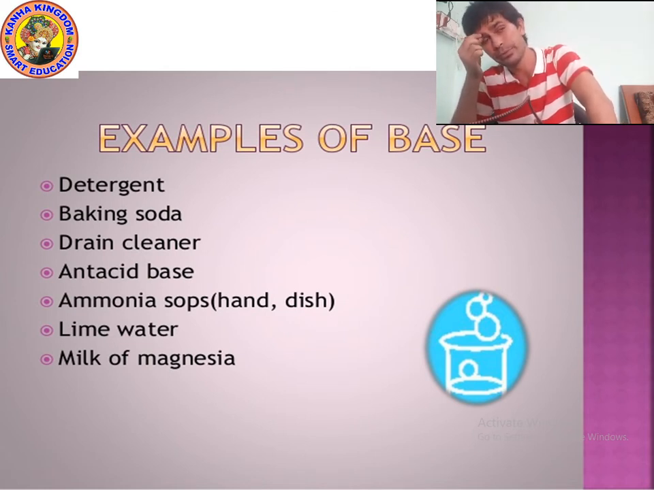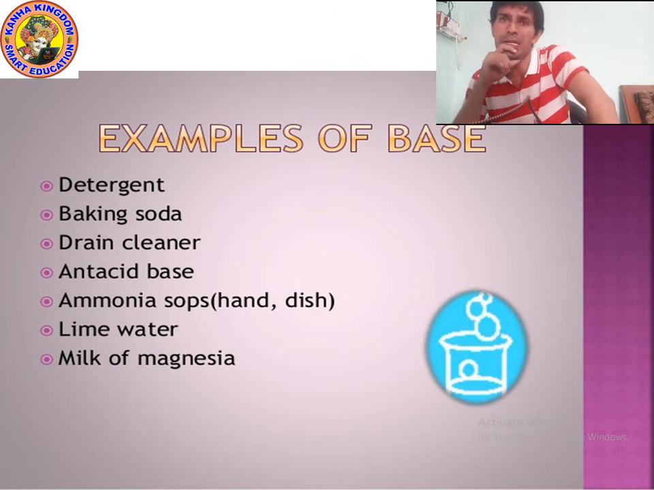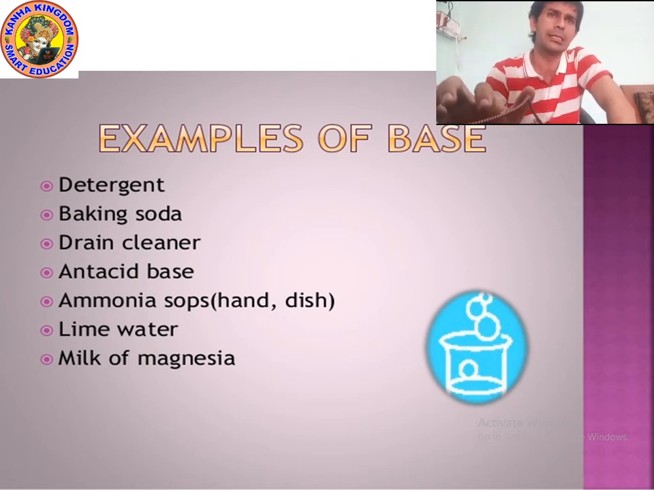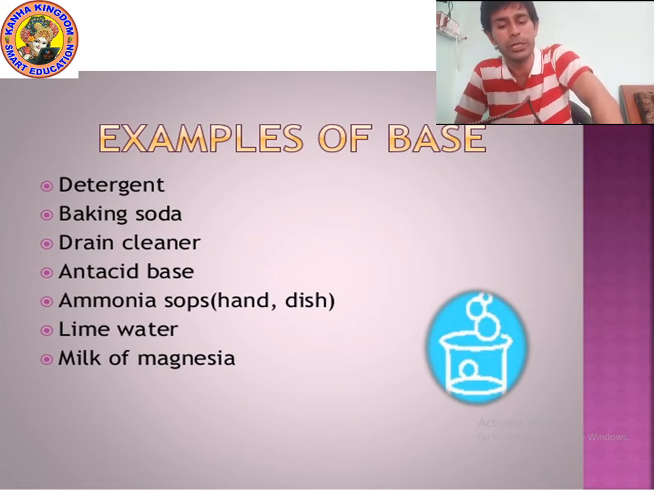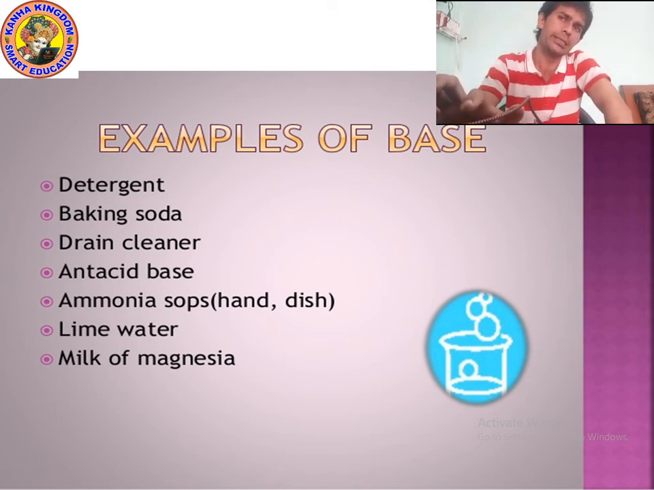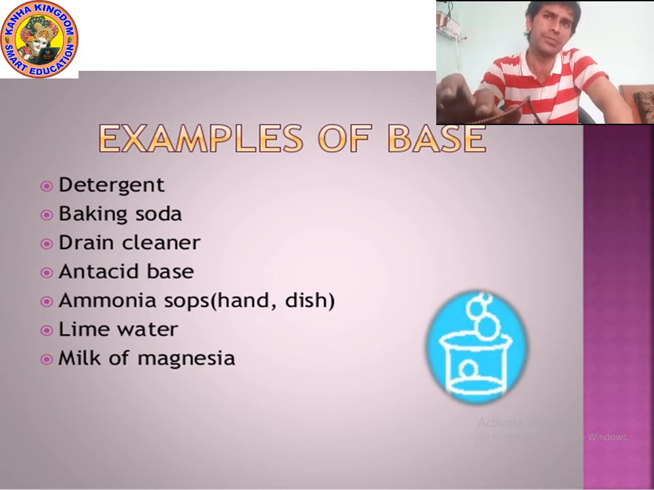Property number 1, bases are bitter in taste. Property number 2, soapy to touch. Property number 3, water soluble bases are called alkalis. All alkalis are bases, but all bases are not alkalis. Bases turn red litmus blue. And last property, the pH of bases is greater than 7. pH is a scale which shows the value of acid and base. If it is a base, then the value will be greater than 7. If less, then it will be acid, and if 0, it is neutral.